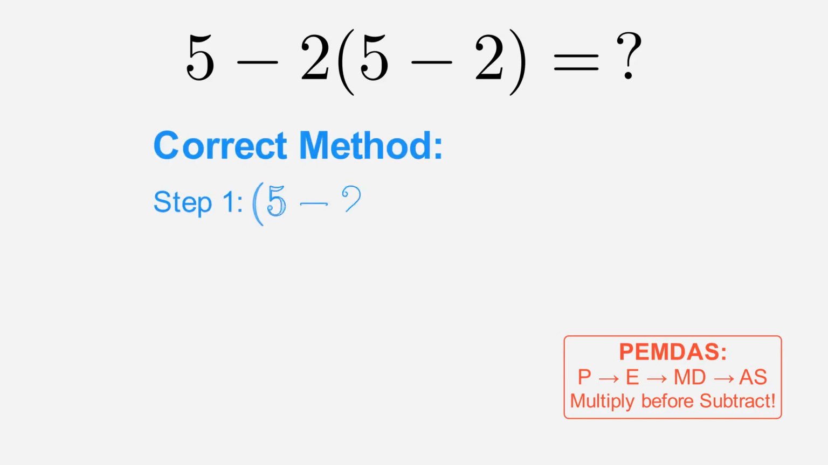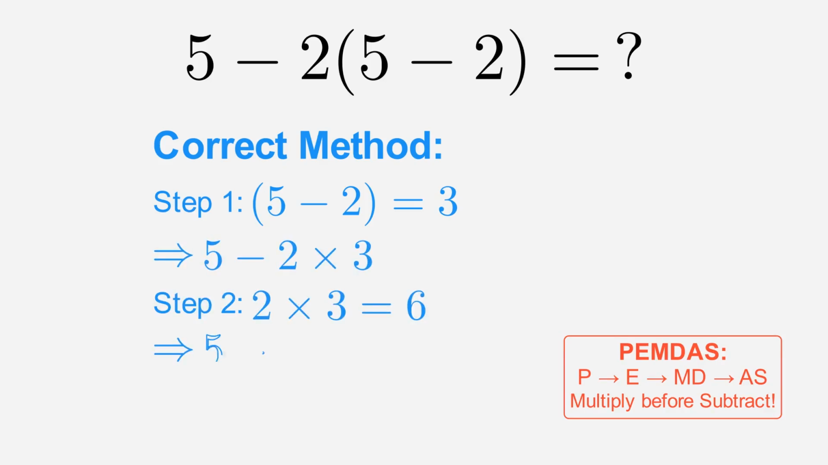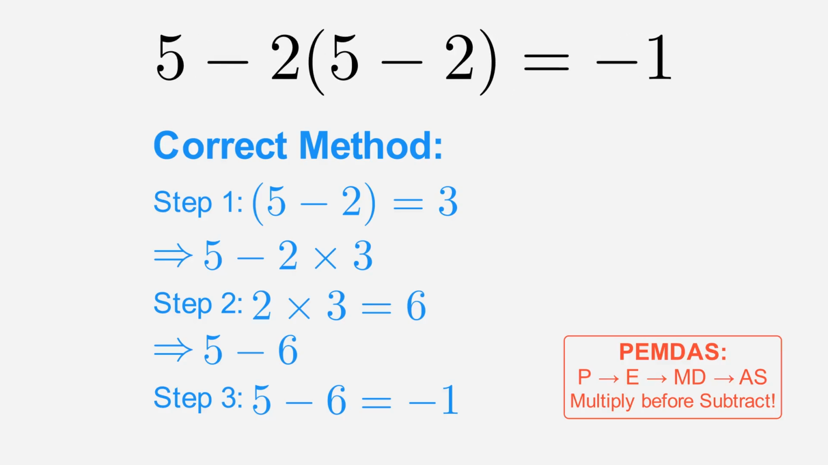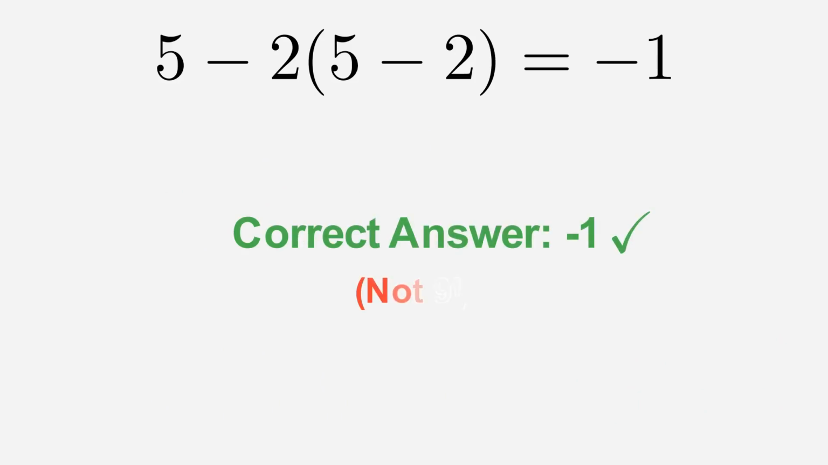5 minus 2 inside the parentheses equals 3. Now 2 times 3 equals 6. Only now do we subtract. 5 minus 6 equals -1. The answer is -1, not 9. You were so far off you didn't even get the sign right.